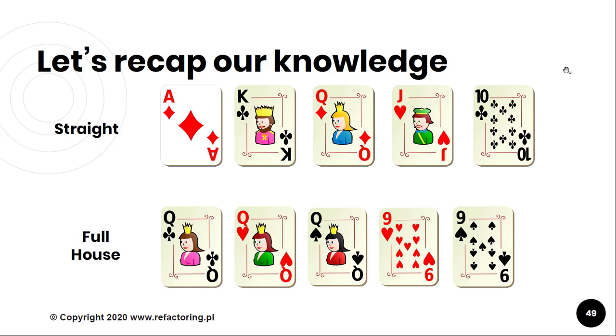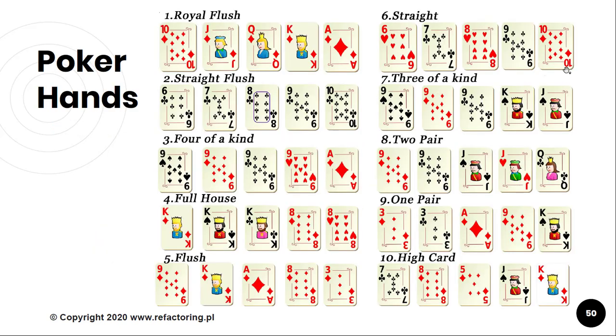The first one is straight. The ranks are put into sequential order, and they belong to different suits, so it is straight. The second one is full house. We have 3 queens and 2 nines. Which one is higher? The second one. Have a look, the second one was full house. Full house is number 4, whereas the first one was straight: sequential ranks belonging to different suits.